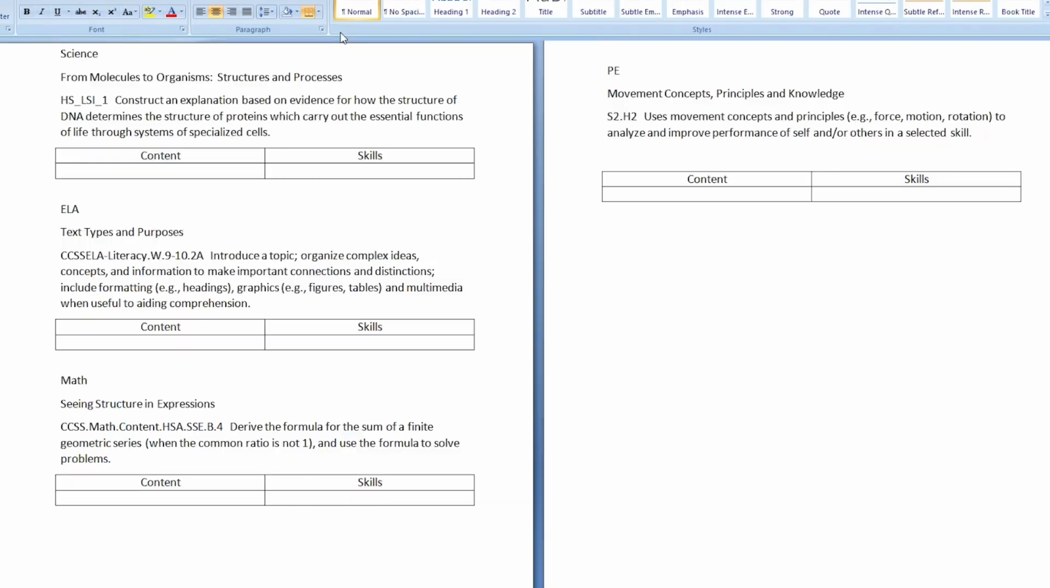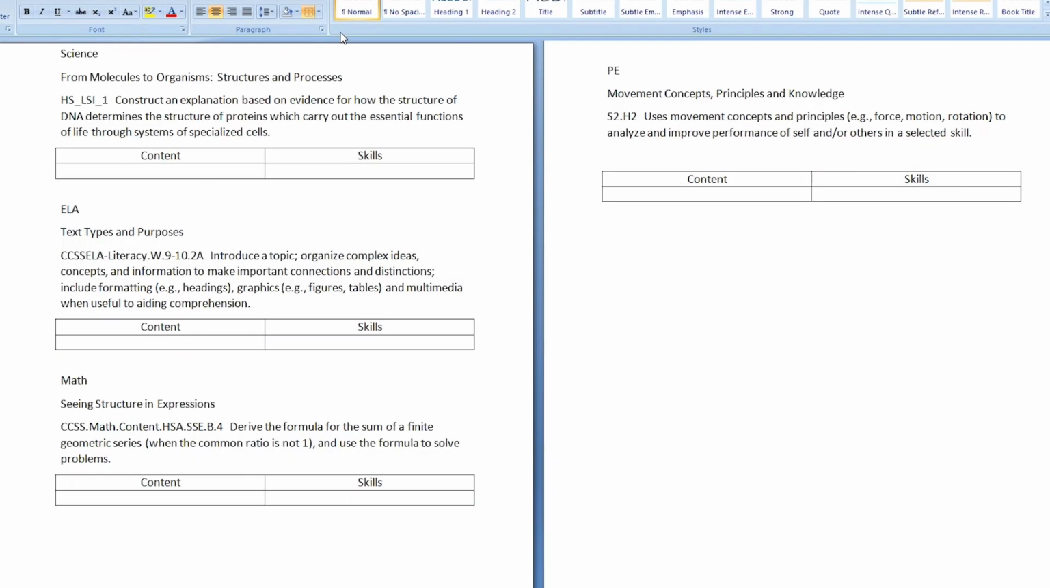So let's take a look. And we're going to just try a couple of different content areas. In our story here, I have some science, ELA, math, and PE. So what I'm going to do is I'm going to go right into the standard, and I'm going to cut and paste it into my template.